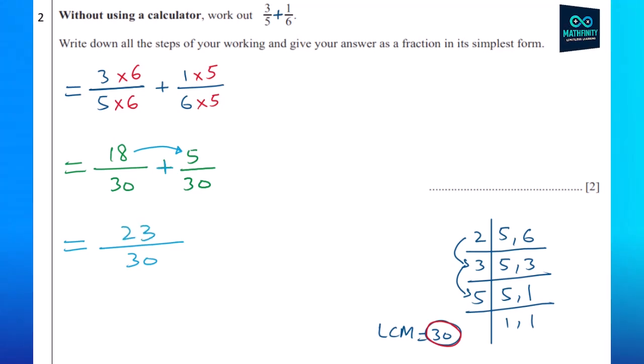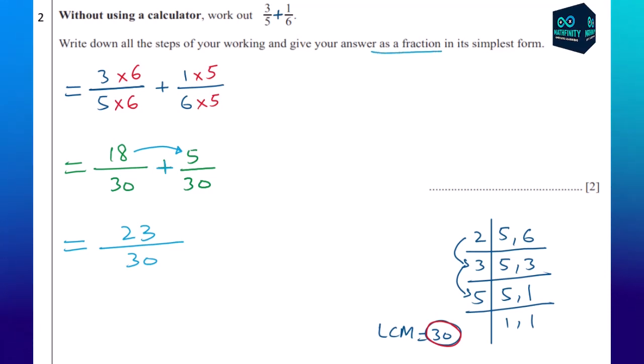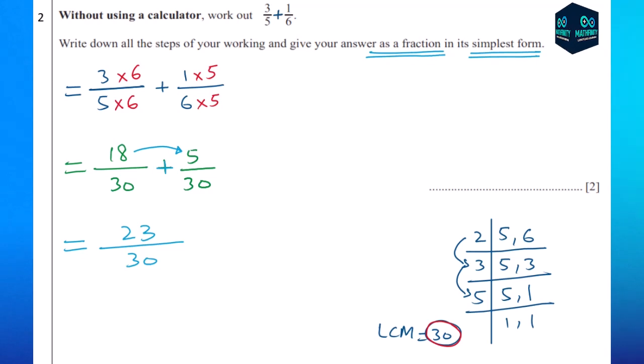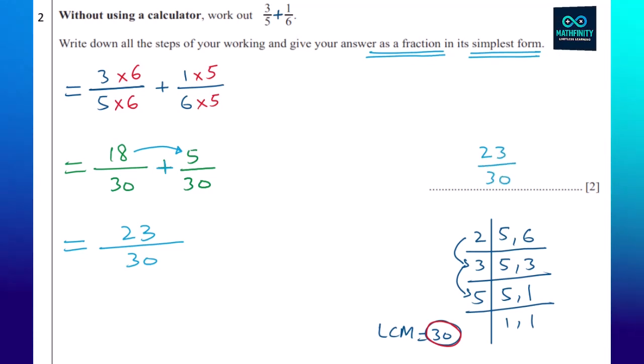Now after solving this one, please read this instruction properly. They said as a fraction in its simplest form. We cannot divide because 23 is a prime number and 30 is an even number. Both numerator and denominator will not go with the same table. So this is already in simplified form. So we will write 23 over 30. Okay. Hopefully guys you understand.